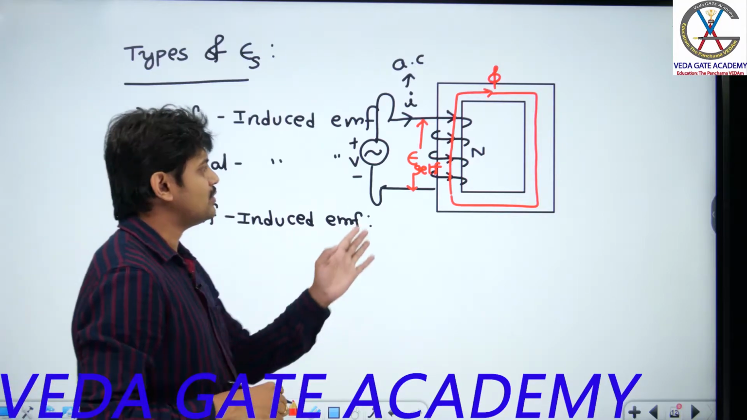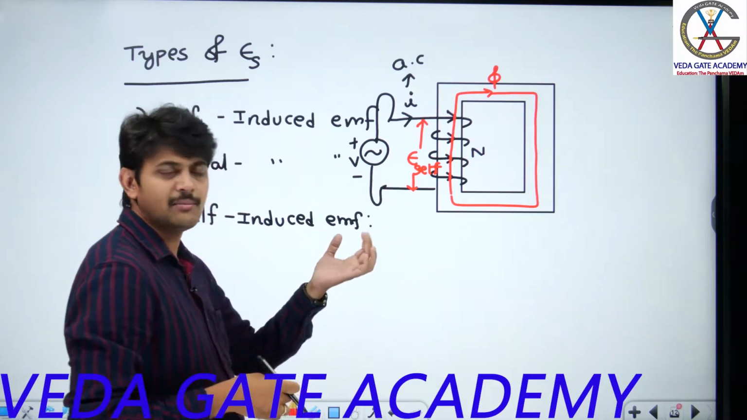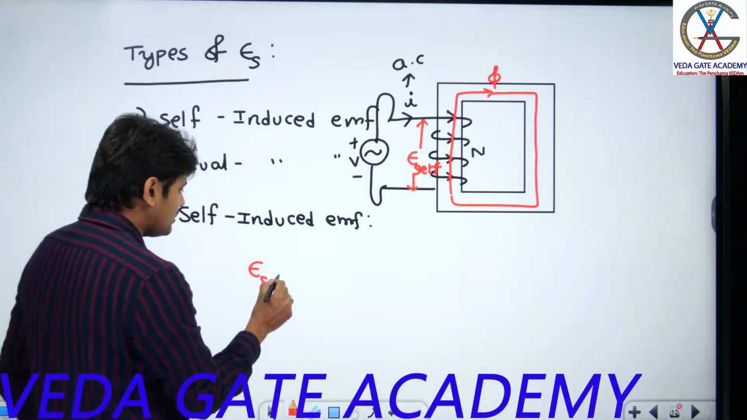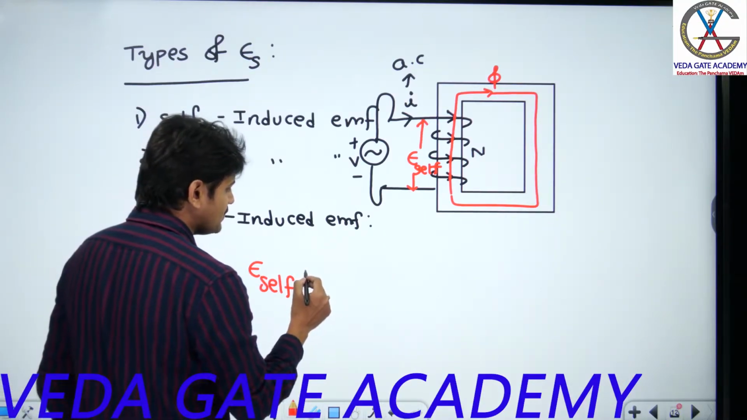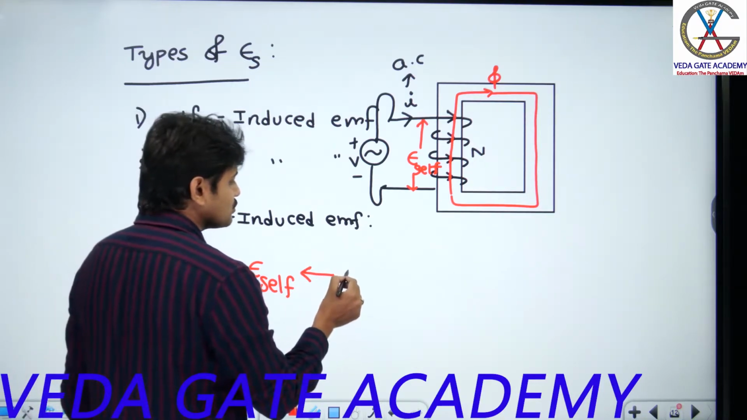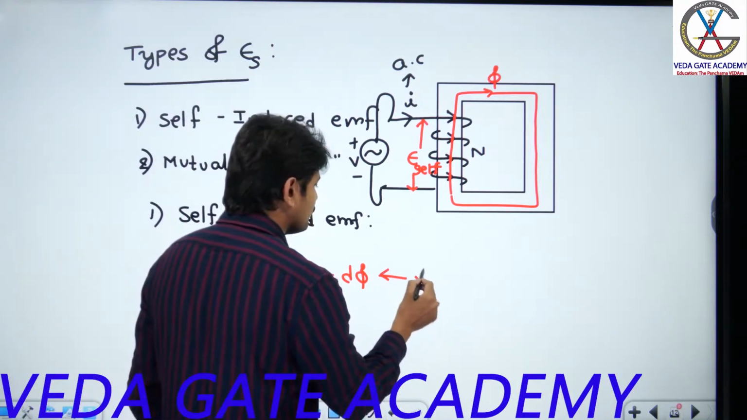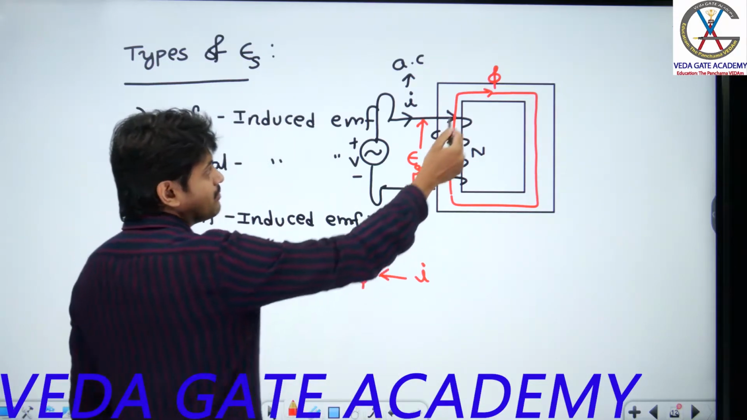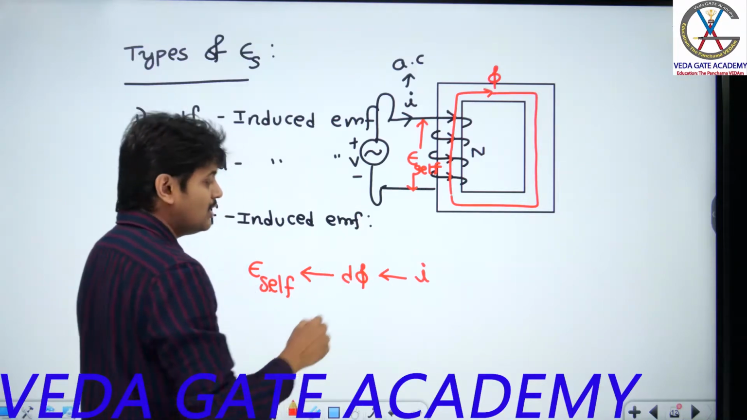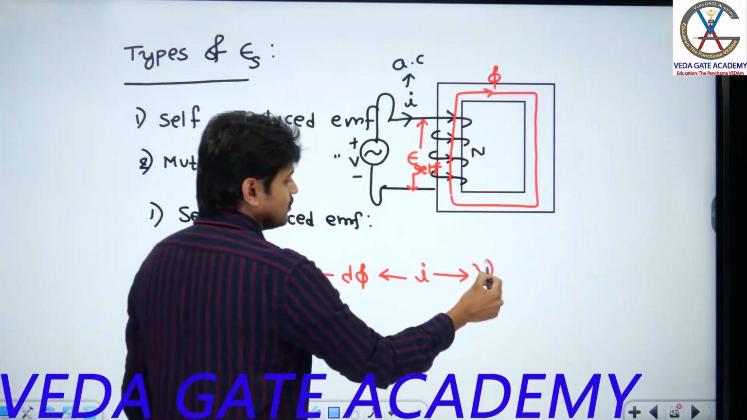Now we will try to see how to determine the polarities of the self-induced EMF. Anyway, self-induced EMF is a statically induced EMF, right? Now can you tell me how the self-induced EMF is produced? It is produced because of the change in flux linkages. This change in flux linkages is created because of the current flowing through the winding. Yes or no? Because of change in flux linkages, EMF gets induced across the coil having n turns, and this change in flux is created because of current, and this current is generated because of applied voltage.